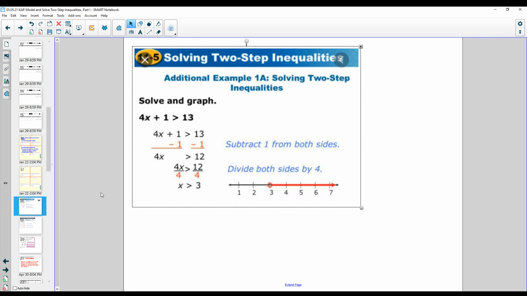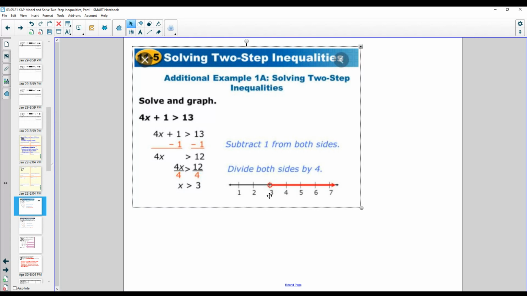So let's start off with the easy one. 4x plus 1 is greater than 13. So again, what I like to do is highlight the inequality. So how do I isolate this x? I'll cover it up with my hand. To undo adding 1, I subtract 1 on both sides. Cancel, so you're left with 4x is greater than 12. To undo a multiplication, we divide both sides by 4. X is greater than 3.